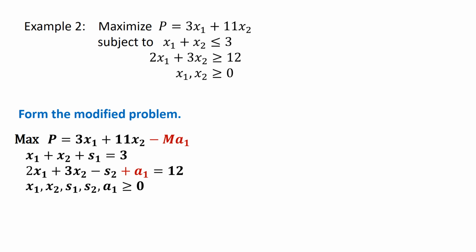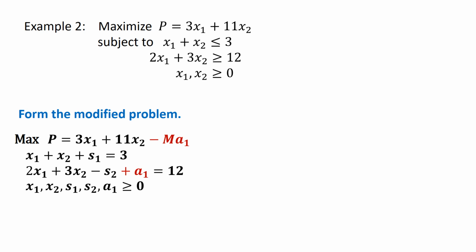The second constraint is greater than or equal to 12, so we're going to subtract s2 and we're going to add a1. So that becomes 2x1 plus 3x2 minus s2 plus a1 equals 12. And because I added an artificial variable to a constraint, I'm going to subtract m a1 from the objective. And x1, x2, s1, s2, and a1 are all non-negative.